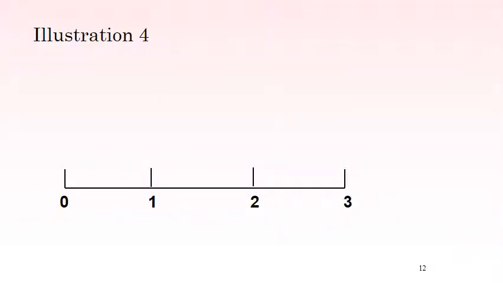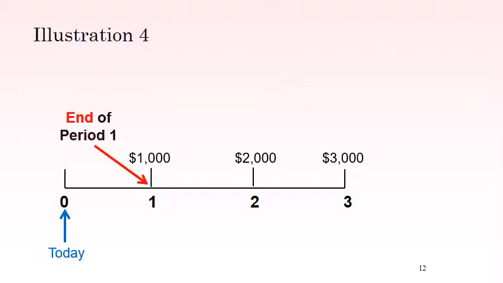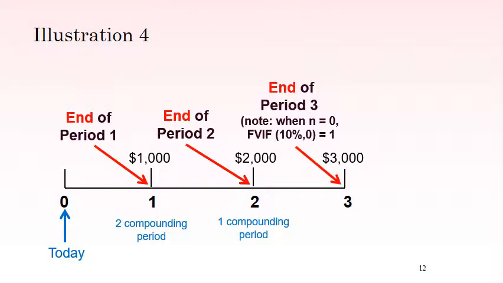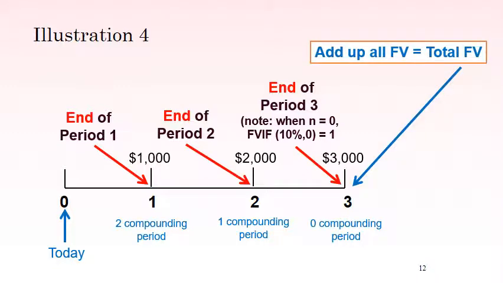That's a quick recap for illustration 4. This is today. This is the cash flow given to us. This is the end of the first period, period 1. There are 2 compounding periods. This is the end of period 2. Yes, 1 compounding period. And this is the end of period 3 and 0 compounding periods. So you know that if 0 compounding periods, the FVIF will be equal to 1. Then at the end of the year, we add up all the FV to find the total FV.